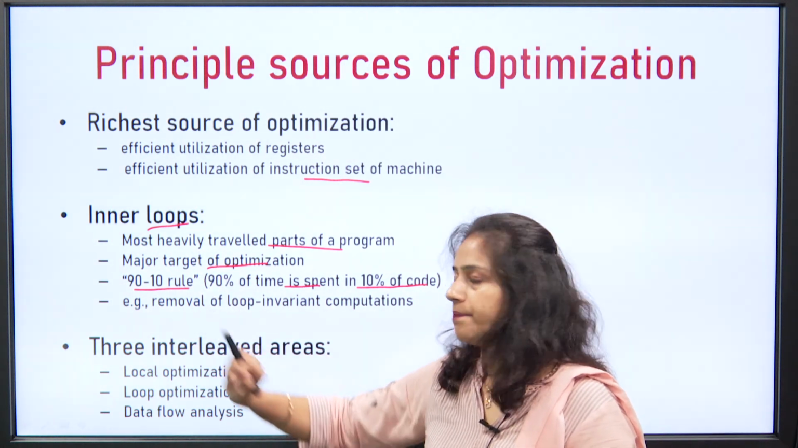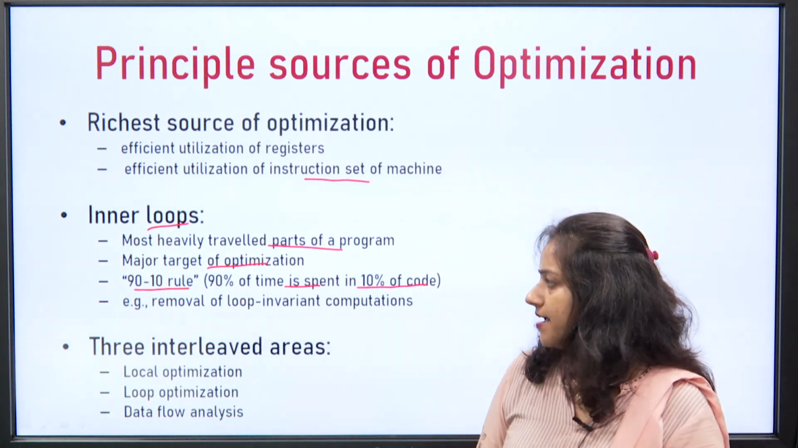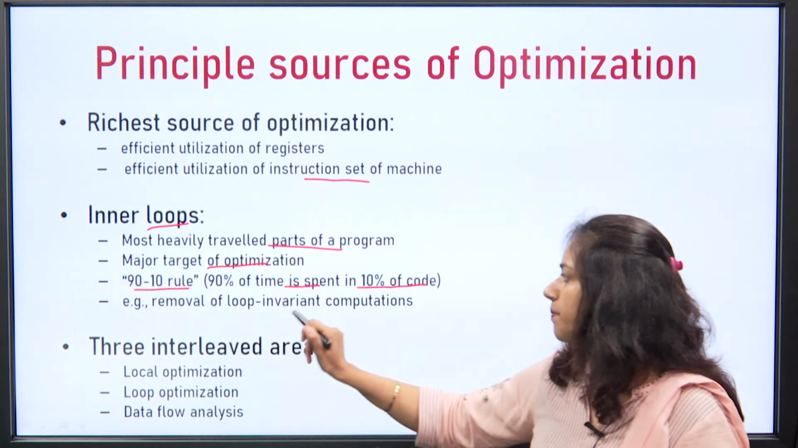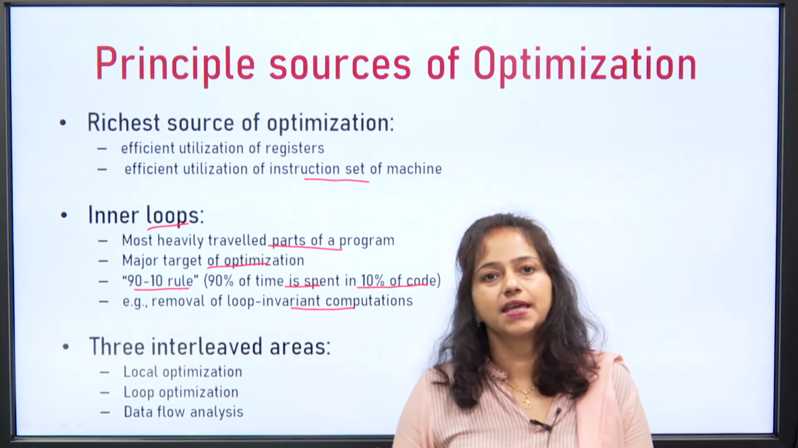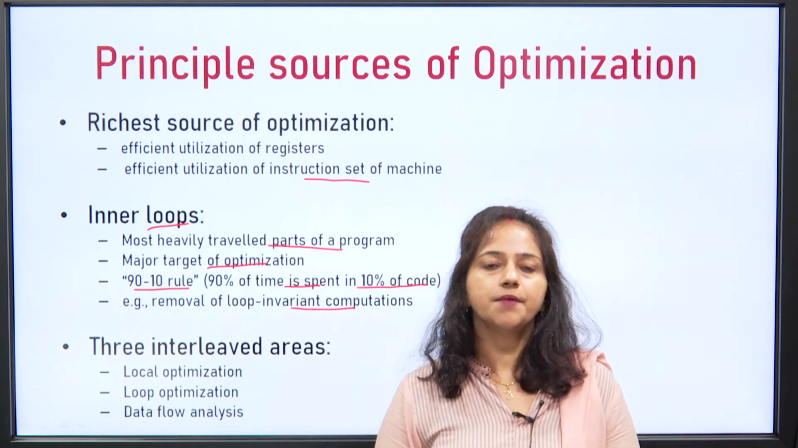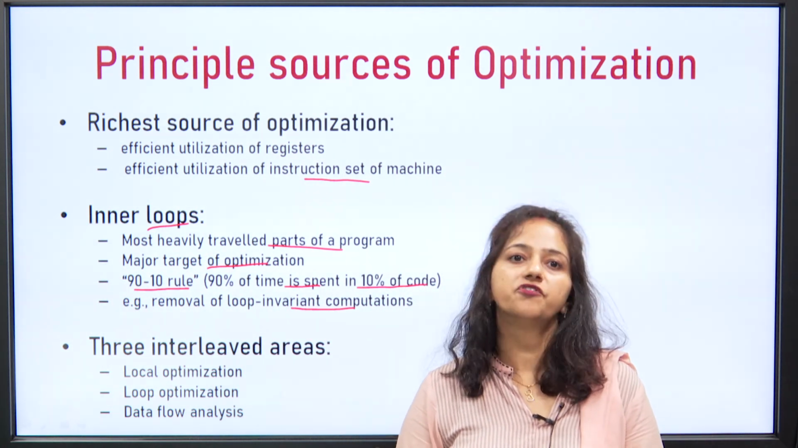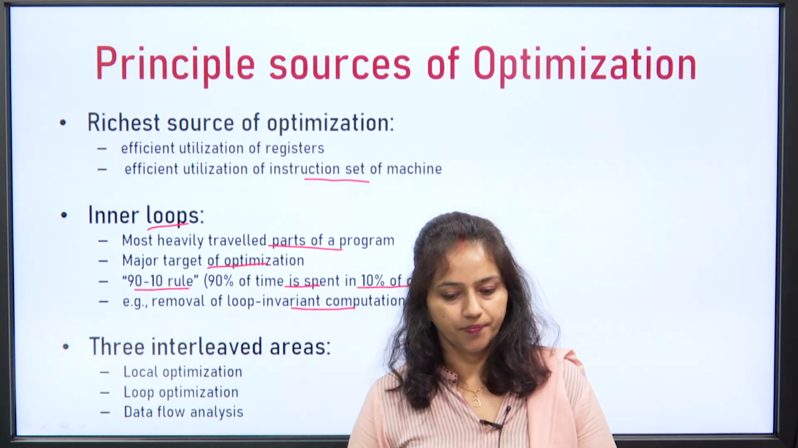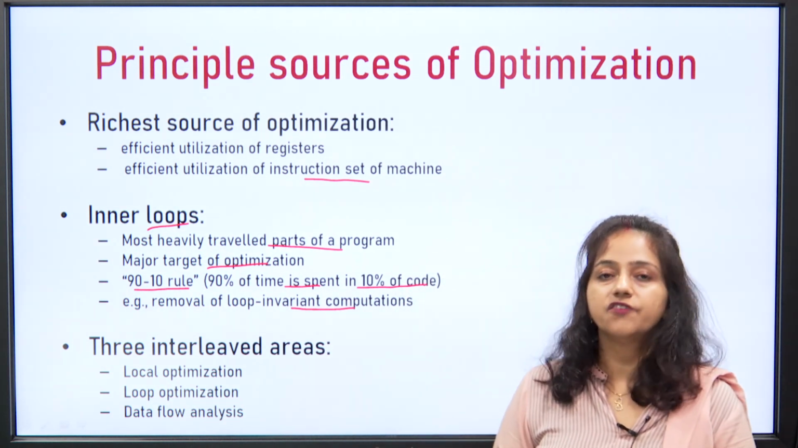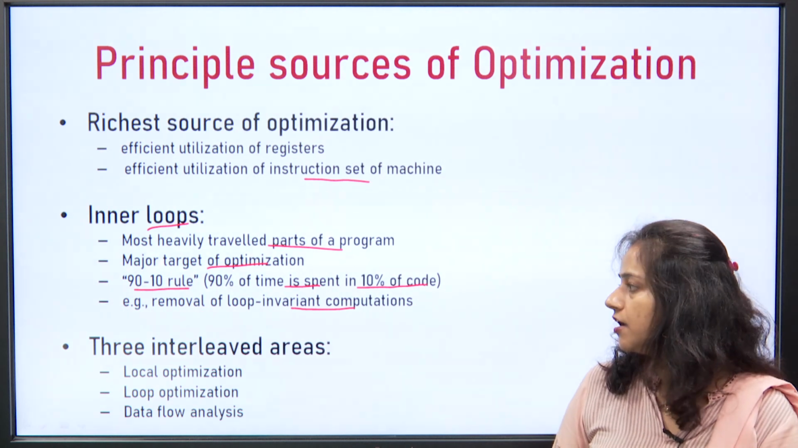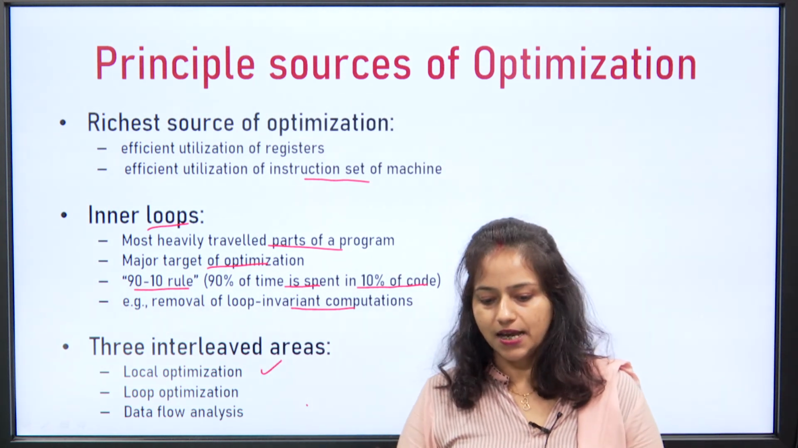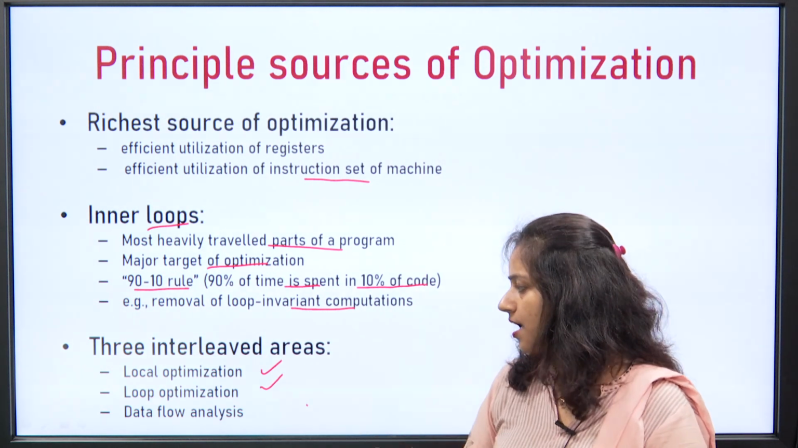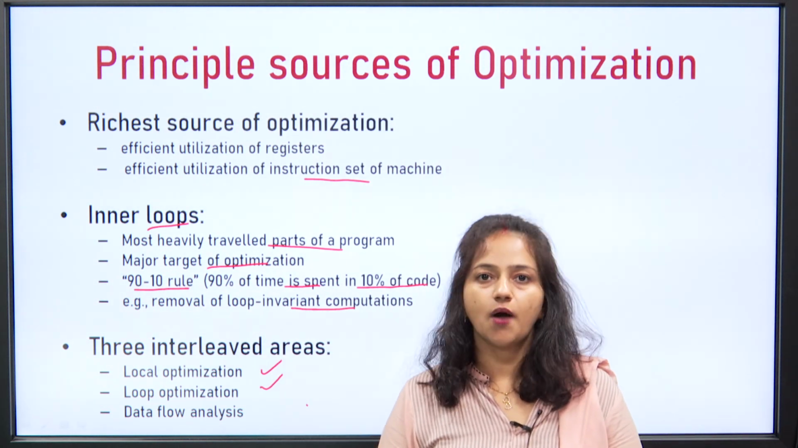In loop optimization, one idea is that we remove the loop invariant computations, meaning there are certain computations that can be kept outside the loop. That type of computation can be removed from the inner loop section. Now, there are three interleaved areas where we do the optimization. One is local optimization, second is loop optimization, and third is data flow analysis.